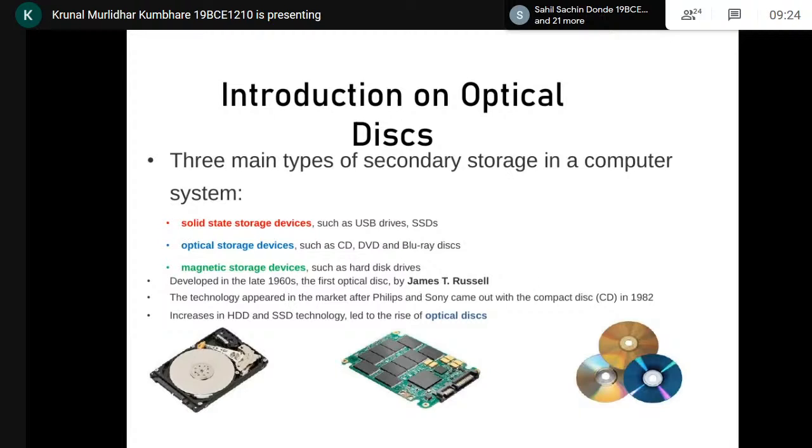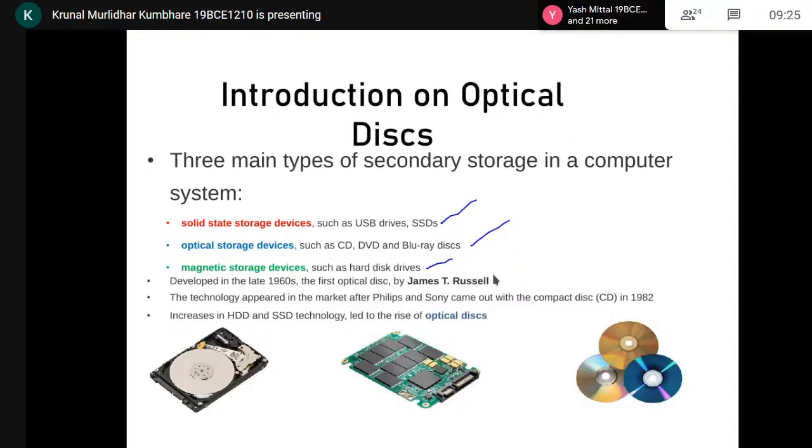Hello everyone, I am Sahil. Today I am going to discuss optical disks. Secondary storage devices are broadly classified into 3 main categories: solid state storage devices, that is USB drives or SSDs; optical storage devices, that is CDs, DVDs and Blu-ray discs; and lastly the traditional magnetic storage devices, that is the hard disk. Each one of them has its own advantages and disadvantages, so depending on the work we are doing, we opt for any one of these 3. I am going to discuss optical disks and drives.